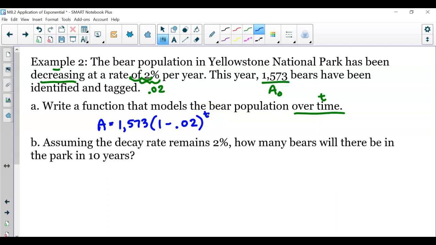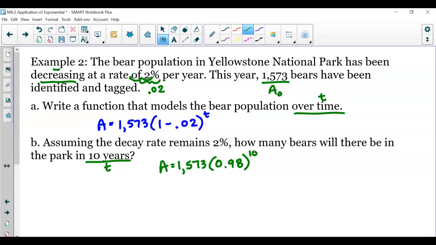Now, let's assume we're continuing with that same decay rate. How many bears will there be in the park in 10 years? So now there's your value of t. So A is equal to 1,573. Well, then let's set this up. 1 minus 0.02, that's now going to be 0.98. Now raise that to the 10th power.